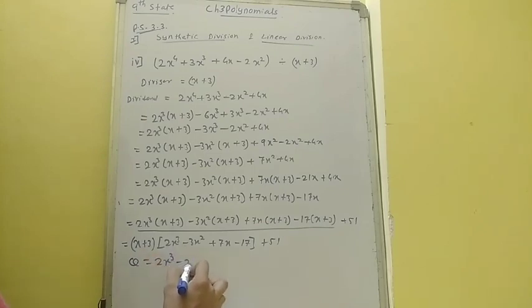Okay, so you can say that this is the quotient, 2x cube minus 3x square plus 7x minus 17, and the remainder is 51. Okay.